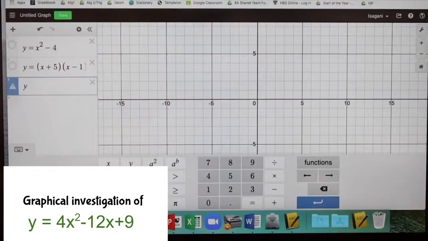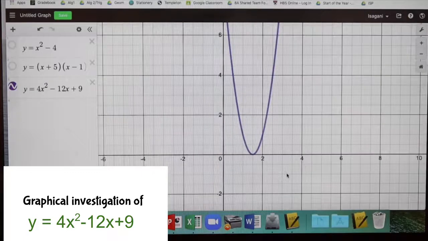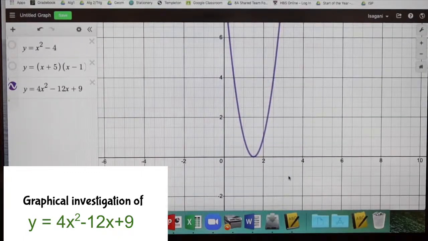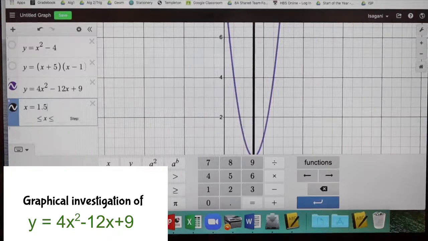Now let's consider this quadratic function y is equal to 4x squared minus 12x plus 9. And if you look at the graph of this quadratic function, we notice that the graph intersects the x-axis at only one point, at 1.5, comma 0. The vertex of this parabola is at 1.5, comma 0, and the line of symmetry is a vertical line passing through that x is equal to 1.5. So the equation of the line of symmetry is x is equal to 1.5.